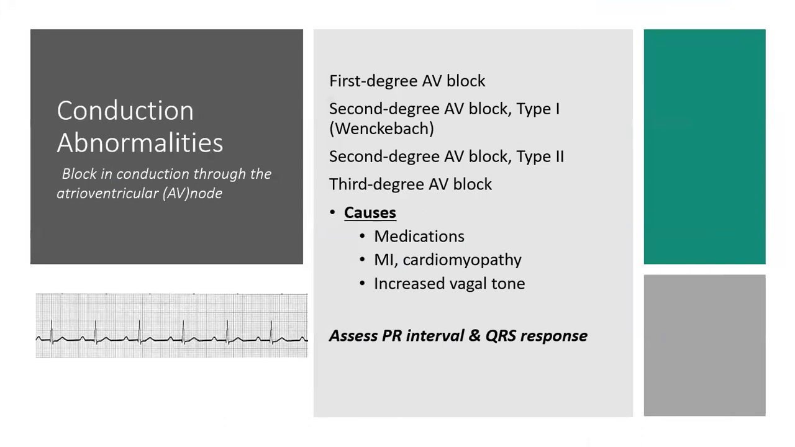Your conduction abnormalities are blocks in conduction through your atrioventricular node. So first degree AV block, second degree AV block type 1, second degree AV block type 2, and third degree AV block. Causes can be things like medications, so digoxin, beta blockers, calcium channel blockers, MI, cardiomyopathy, increased vagal tone, and assess PR intervals and QRS response.